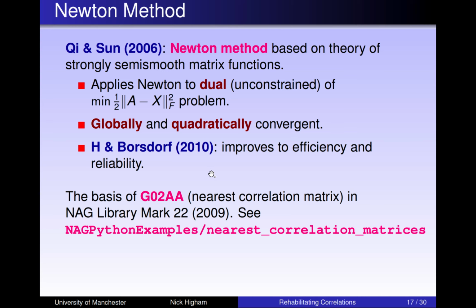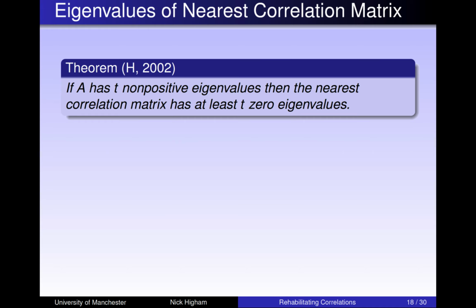I looked at this with one of my PhD students, Rudiger Borsdorf, and we came up with one or two improvements to the implementation and efficiency. And this algorithm was then implemented in the NAG library as G02AA. And there's a link here to more information about that. So I want to show you just a little example in a moment of how those algorithms behave.